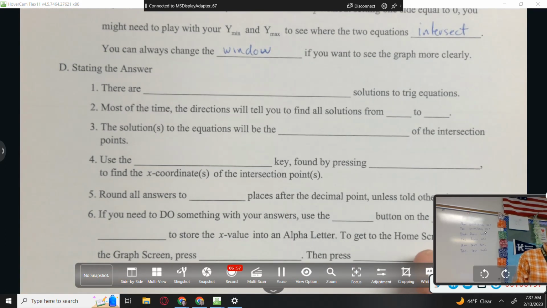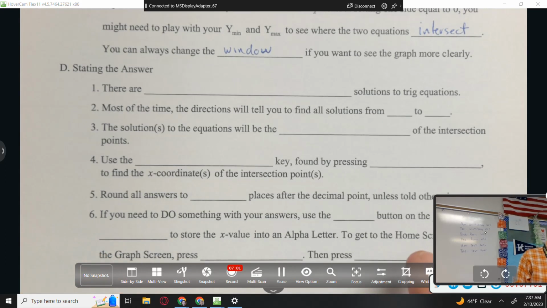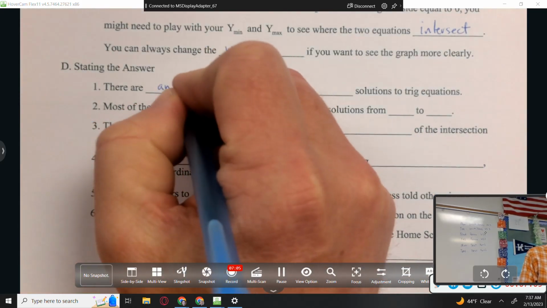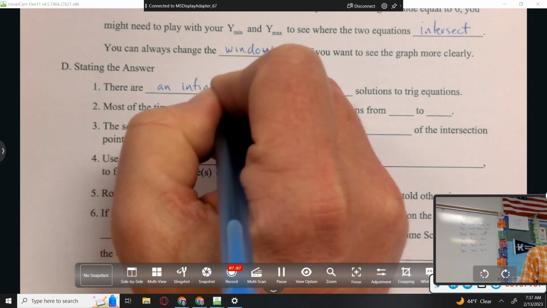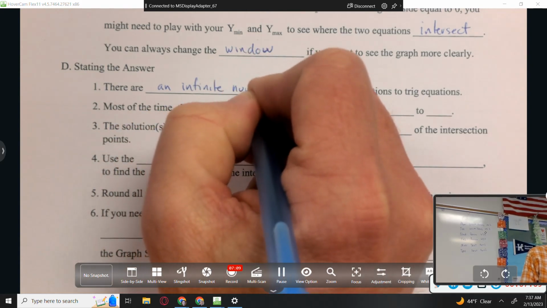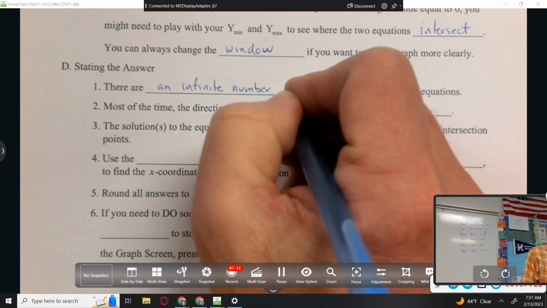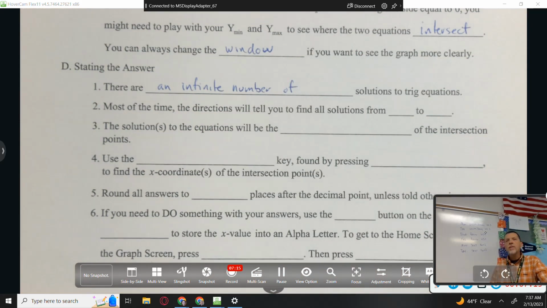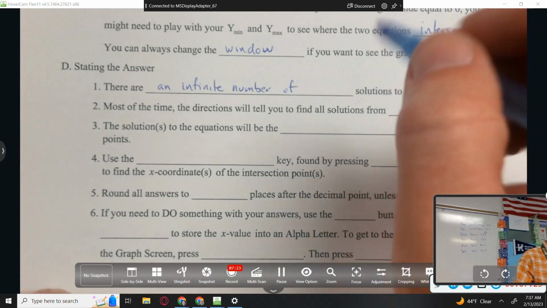Part D, stating the answer. There are an infinite number of solutions to trig equations. Right, we sort of talked about this when we talked about inverses. Inverses give you one answer, but equations have multiple answers.